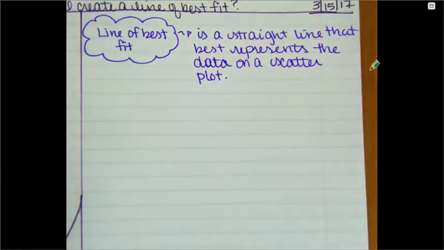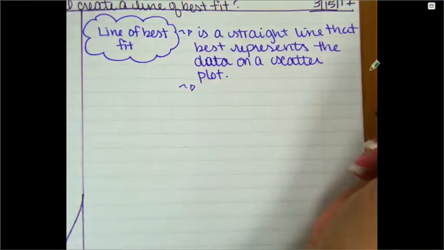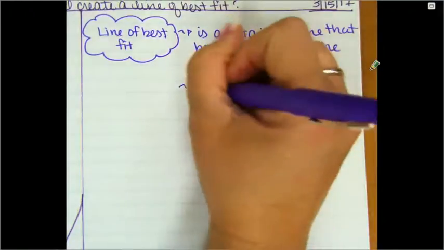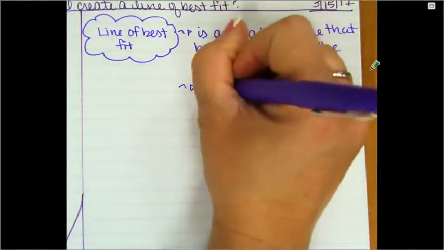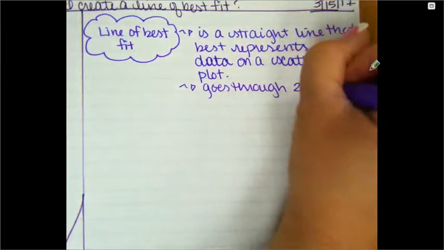We make it go through 2 points. It doesn't necessarily have to go through 2 points. It's easiest to pick 2 points. So it goes through 2 points on the scatter plot.